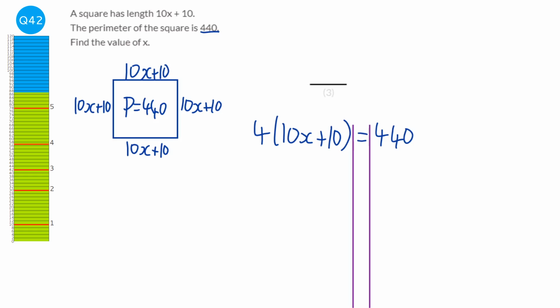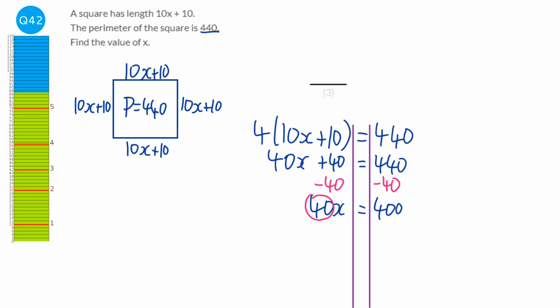So put our equals sign in because we're going to solve, and we're just going to start by expanding the brackets. So that'll be 40x plus 40 equals 440. Then we're going to get rid of the plus 40 first, so take away 40 both sides. And so that'll be 40x equals 400. And then we get rid of the 40 before the x, so we divide both sides by 40. And we've got x equals 10. So our answer is 10.